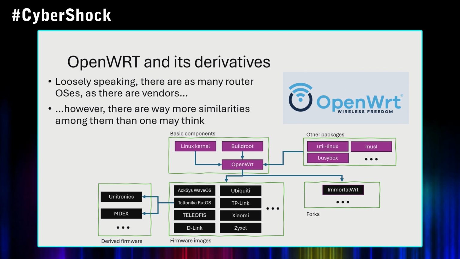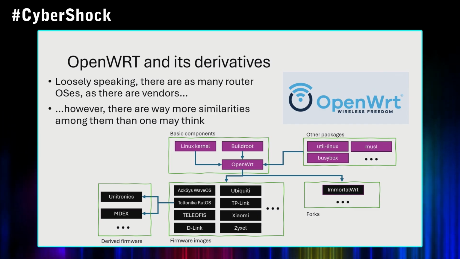And in some cases, they even have a fork of a fork. So that Teltonika RutOS, which was derived from OpenWRT, gave birth to the operating systems used by Unitronics and MDEX. So essentially, you see this proliferation of one open source project into all these proprietary systems.